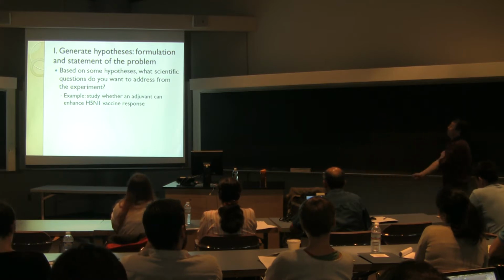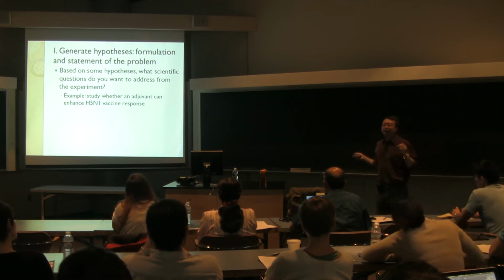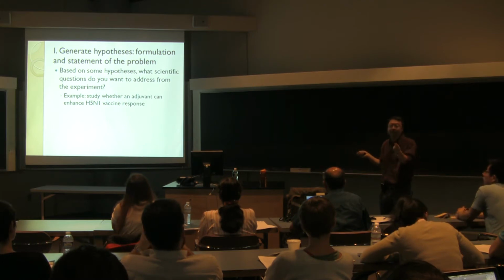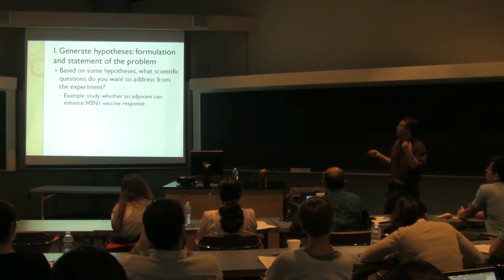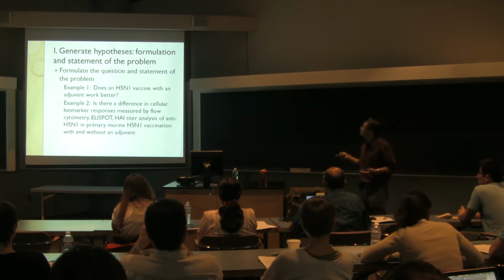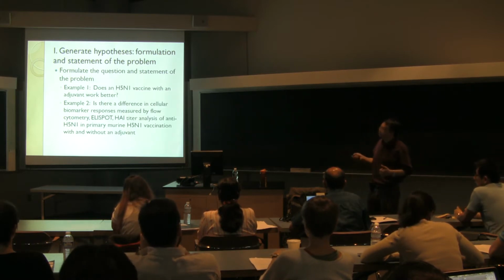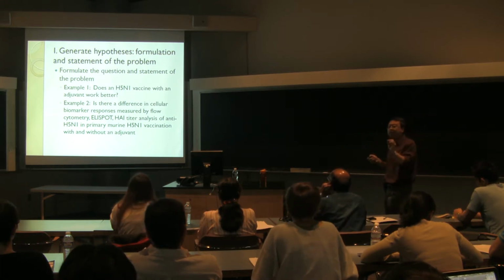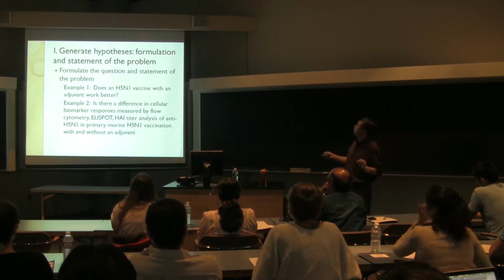And so this is a general question, right? A very general question. Adjuvant. Probably in your mind, you know which adjuvant you want to use. And this H5N1 vaccine, probably you already have some vaccine there in your lab. So you want to do this, but this is the general question. Then when you try to formulate that problem into a detailed question, here are two examples.